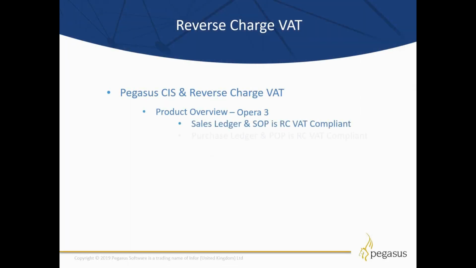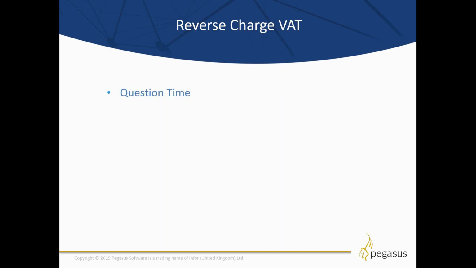As I have just shown, if you're using Opera 3, then you are equally compliant with Reverse Charge VAT, both in the sales ledger and in sales order processing, and in the purchase ledger and purchase order processing. So, Pegasus customers need to upgrade to the relevant versions of Opera 3 or Pegasus CIS to be compliant. Okay, in this section I'm going to share some questions that are being asked by our partners on behalf of their customers, and hopefully you'll find the answers informative.